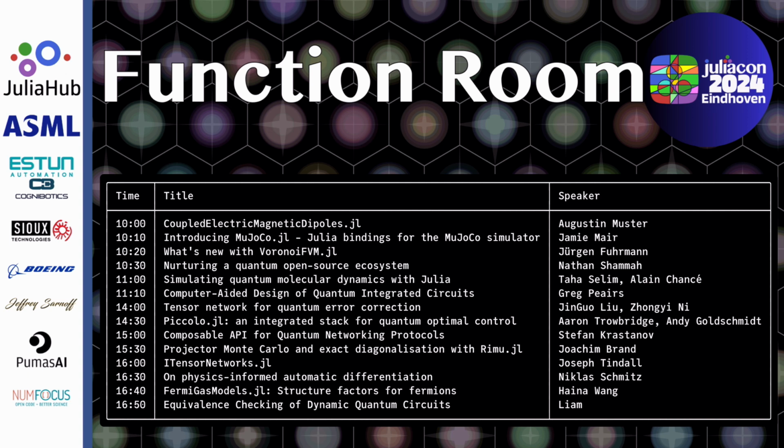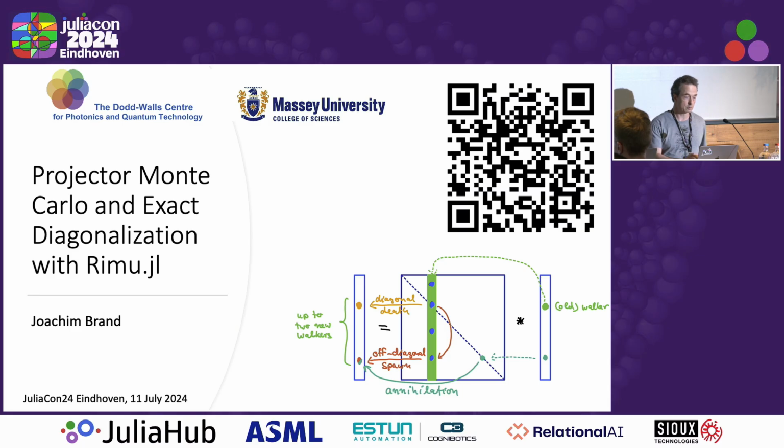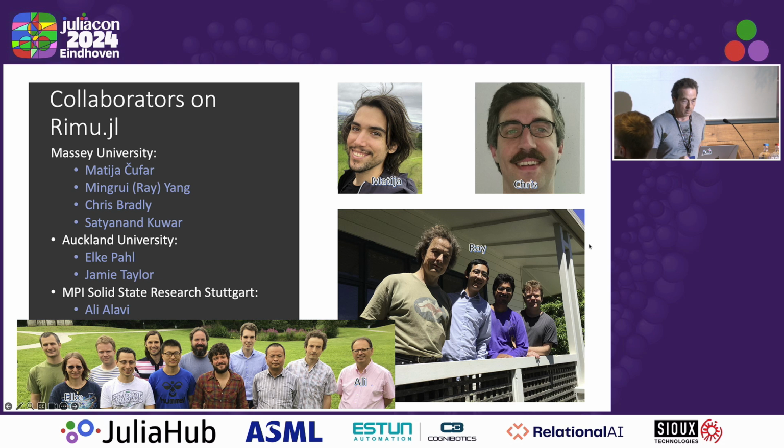My name is Joachim Brand. I'm going to talk about Projector Monte Carlo and exact diagonalization with Rimu.jl. And there's a QR code with materials, both code and slides. All right, so just to make sure that I don't run out of time, I'd like to acknowledge here collaborators.